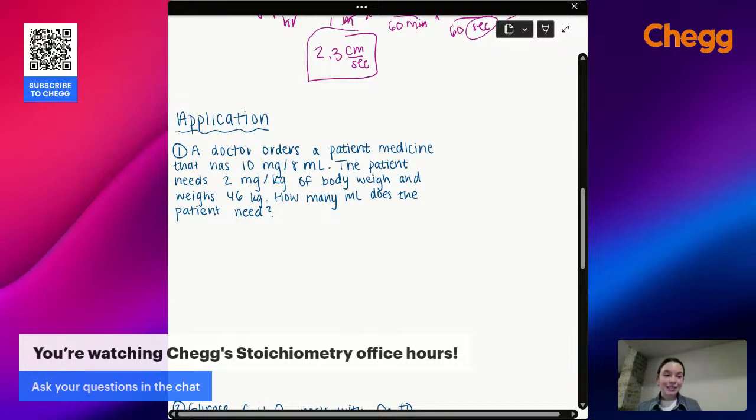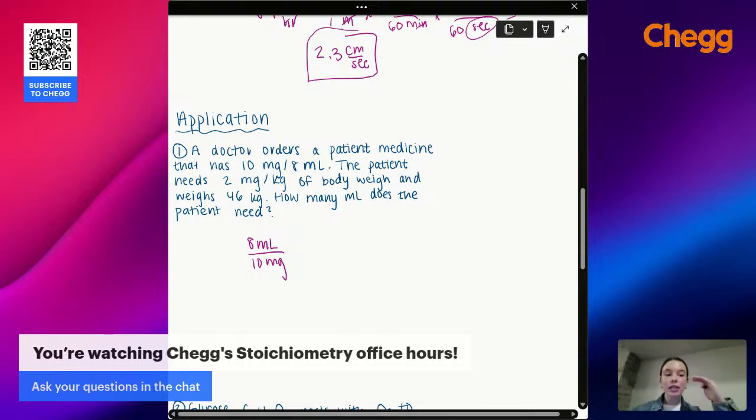All right. 3, 2, 1. So we can kind of in this problem start with two things. We can start with 10 milligrams per 8 milliliters or 2 milligrams per kilogram. I think in this problem, it's going to be easier to start with the 10 milligrams and 8 milliliters. So I'm going to put 8 mLs on the top and 10 milligrams on the bottom.